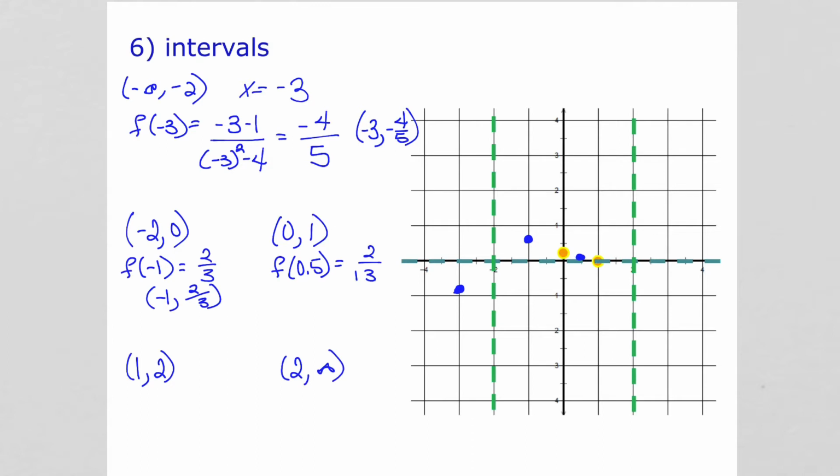Then between 1 and 2, we're going to have to use a decimal again. I'm going to use 1.5. You could use a fraction if that's easier for you. That gives us negative 2/7. So something like that. And 2 to infinity, let's just choose 3. And you get 2/5. So that would be the point 3, 2/5. About right there.